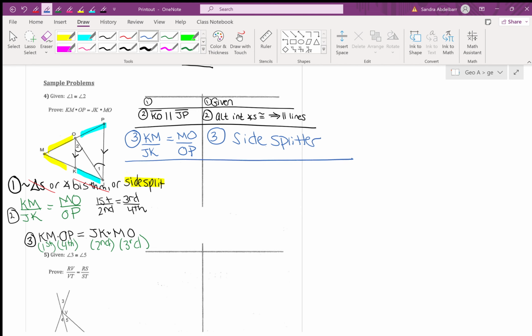And now that we have our proportion, can I cross multiply this proportion? Absolutely. So now we're going to have KM times OP equals JK times MO. Who remembers the reason for this, for cross multiplying? I guess you got it. Means extremes. Don't forget product. You need the word product. Theorem. Means extremes product theorem.